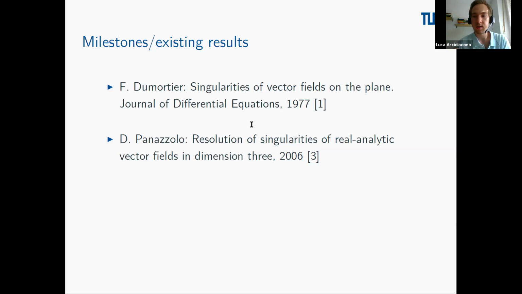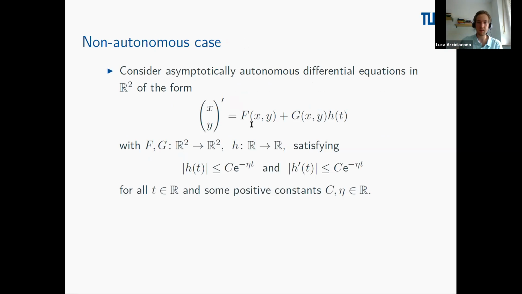We will consider two-dimensional equations, which have an additional non-autonomous dependency. So, let us move on to the non-autonomous case. The equation that we will consider is assumed to have such a form. And in fact, we even assume that our function h is exponentially decaying towards the ends, meaning that our system is not only non-autonomous, but asymptotically autonomous.